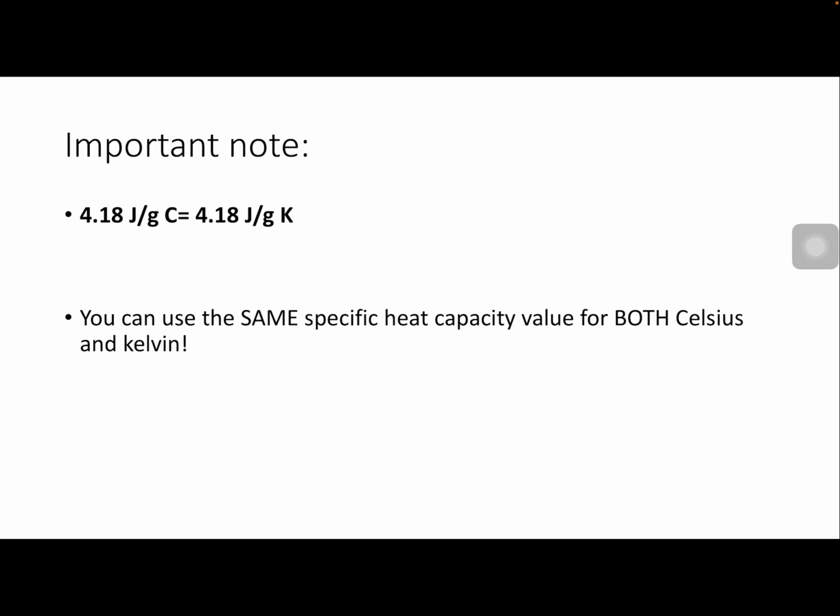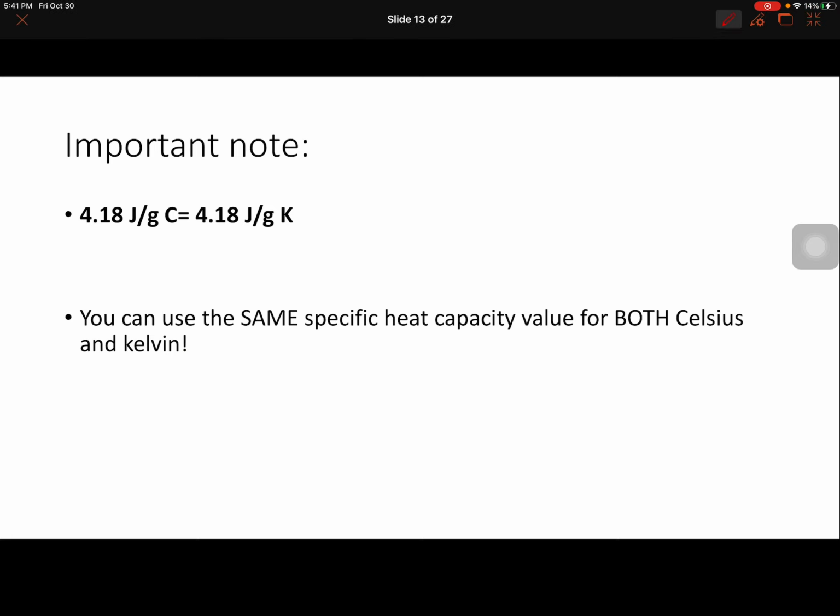Now here's the important note. 4.18 joules per gram Celsius is equal to 4.18 joules per gram Kelvin. Basically, the c value is the same whether you have Celsius or Kelvin, so you do not have to worry about any kind of conversion when solving these problems. Just a little heads up.